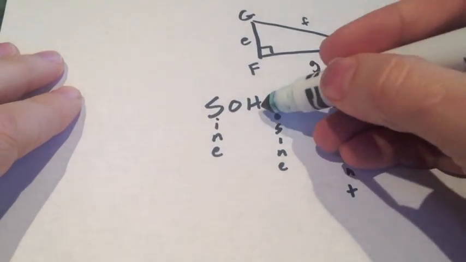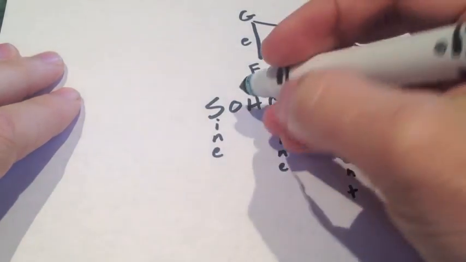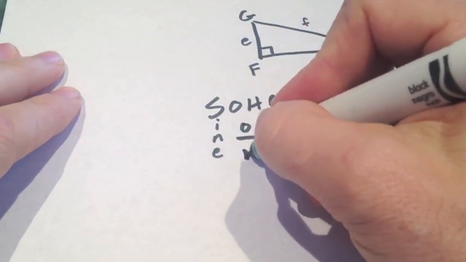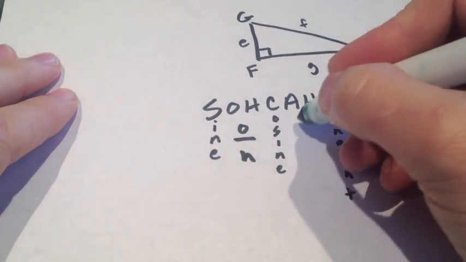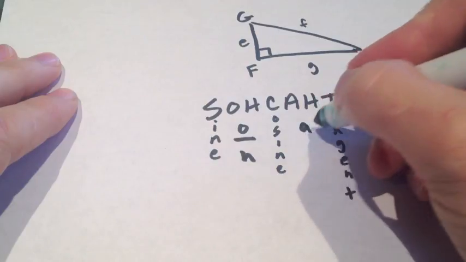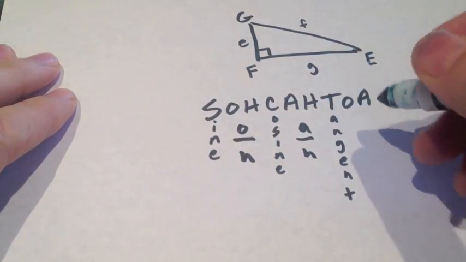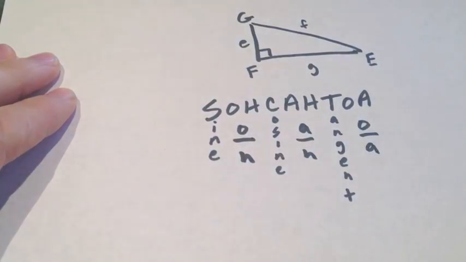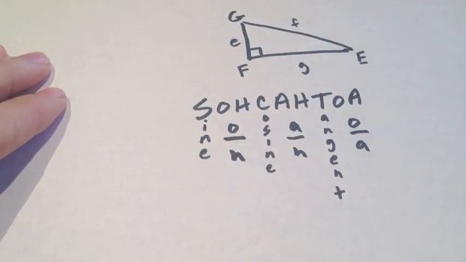And the H, you could probably already guess what that stands for. That stands for the hypotenuse. O stands for opposite, so sine is the opposite side divided by the hypotenuse. I'll explain what opposite means in just a minute. Cosine is the adjacent side divided by the length of the hypotenuse. And finally, tangent is opposite over adjacent, and I won't talk about tangent again until later, but once you understand sine and cosine, tangent is easy.